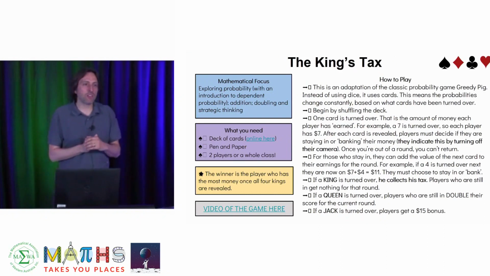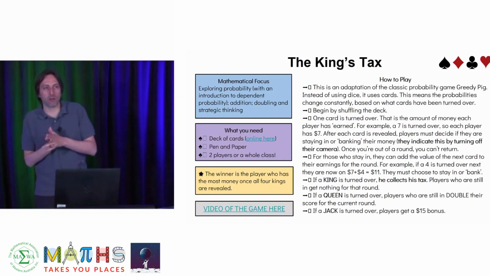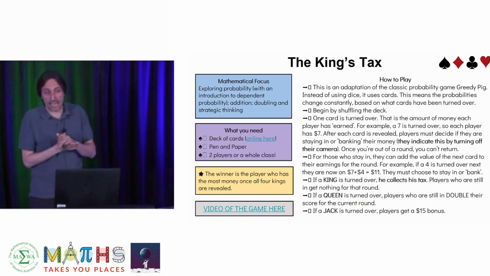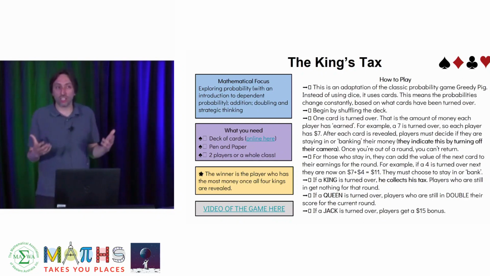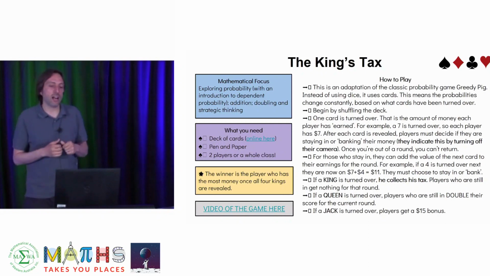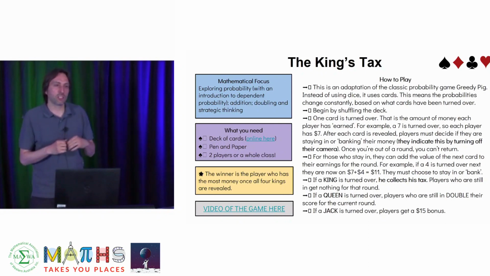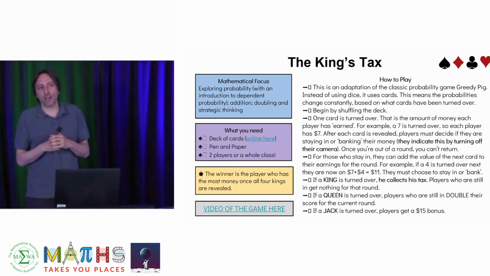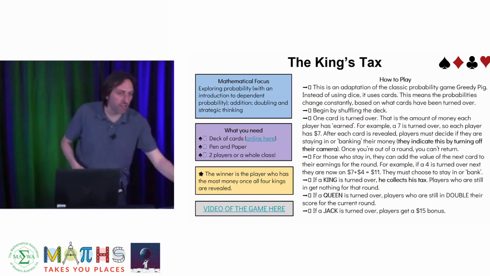Now, it's an adaptation of the classic probability game, Greedy Pig. But instead of using dice, we're using cards. So this means the probabilities will be changing constantly based on what cards have been turned over. So we're actually planting the seed of conditional probability with this game as well. So we begin by shuffling the deck.